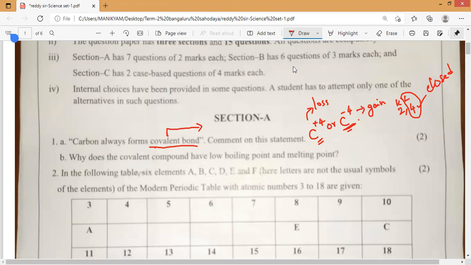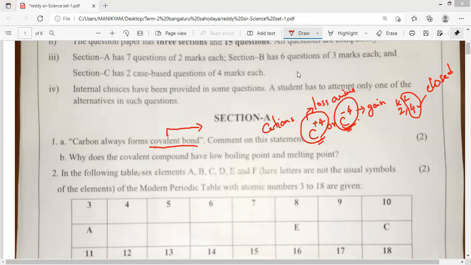So one is positive, C plus 4. C plus 4 means it cannot form cations also. C minus 4 means it cannot form anions also. So either cations or anions it cannot form. That is the reason it always shares the electrons. The sharing of electrons we call as what? Covalent bond. So like that you have to write it.